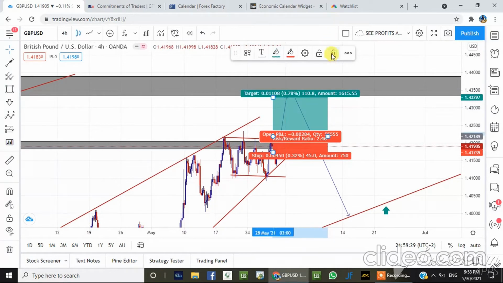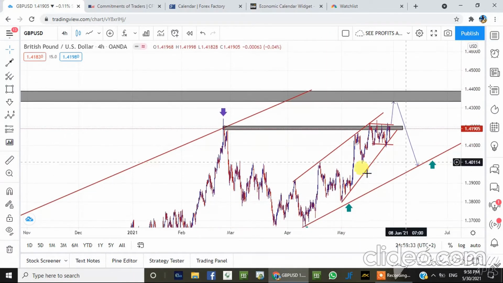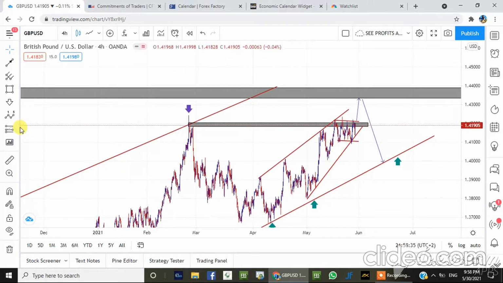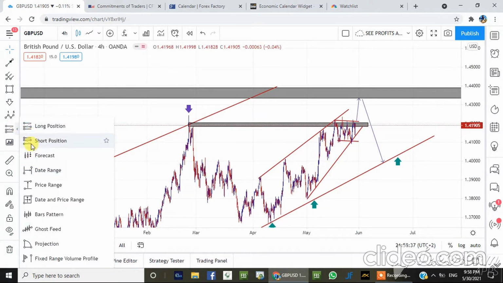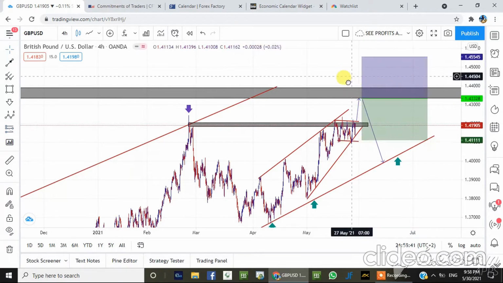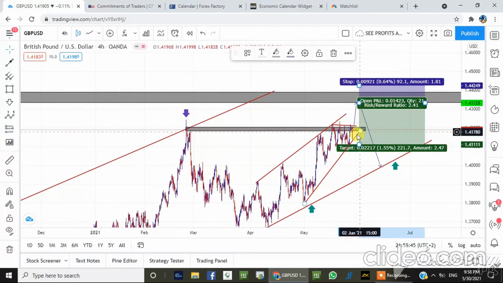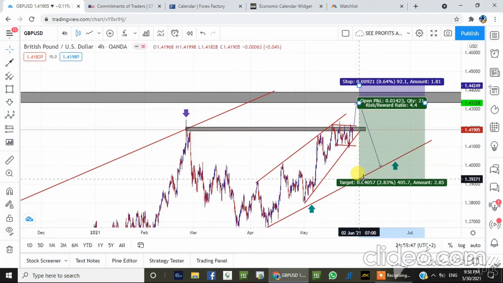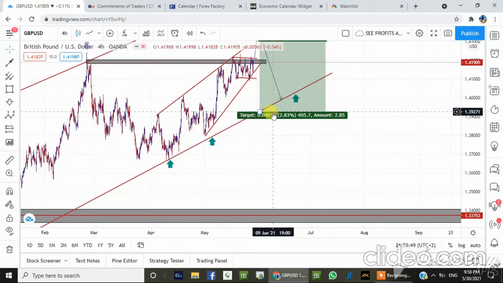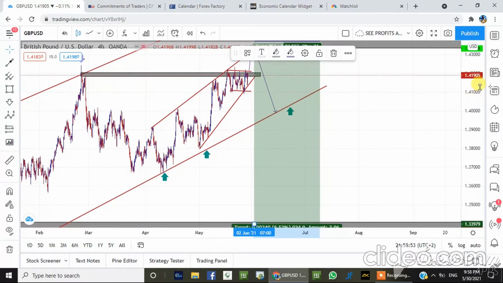So let's see. Okay, so we can say that overall we are waiting for a sell on GBPUSD. We may sell when the price reaches this point. We may go for a sell with the stop loss on top of the resistance, and we may swing the trade to the downside all the way to this mid-range zone.